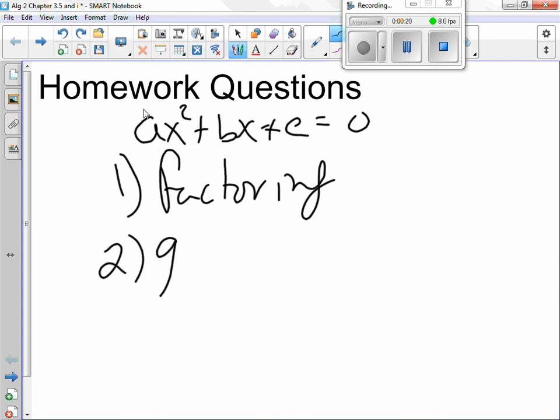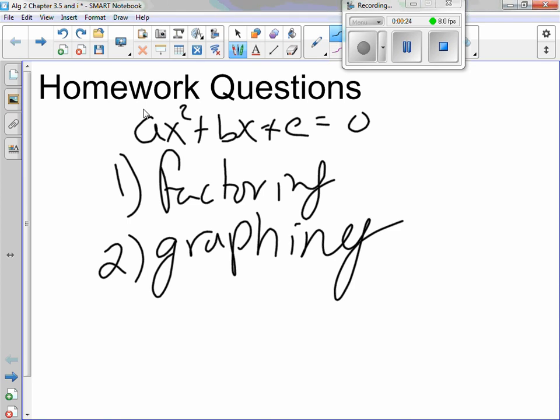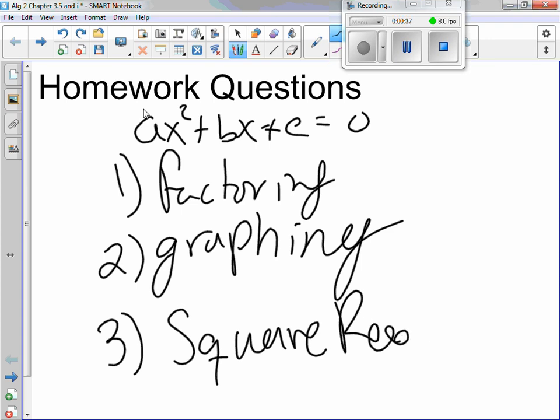The second way was graphing, because if we graph it, we're looking for the x-intercept where it crosses the x-axis. And the third way that we went over was our square root method.